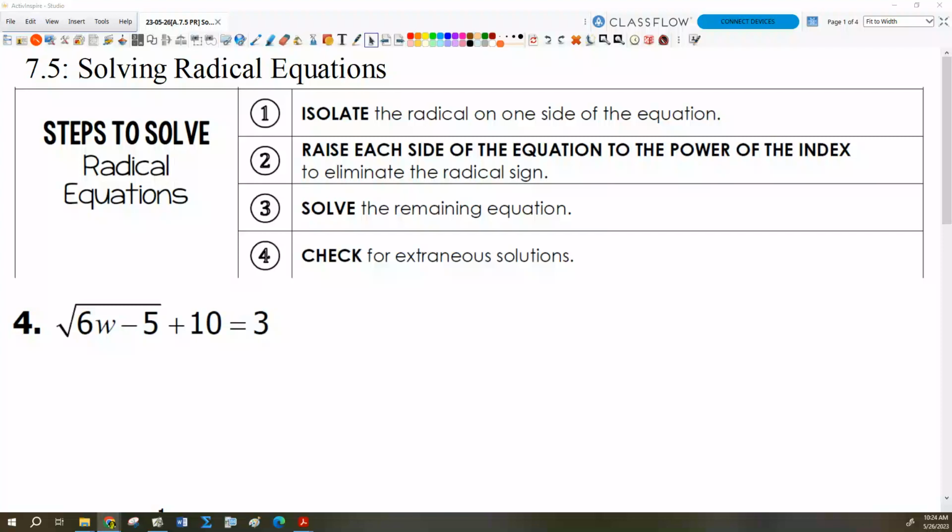Our goal is always, when we're solving an equation, to isolate the variable. Well, how am I going to isolate that variable if it's inside a radical? Well, the answer is I've got to undo the radical, right? So here's our process then. We're going to isolate the radical on one side of the equation, and then we're going to raise both sides. I treat both sides equally, right, in an equation.